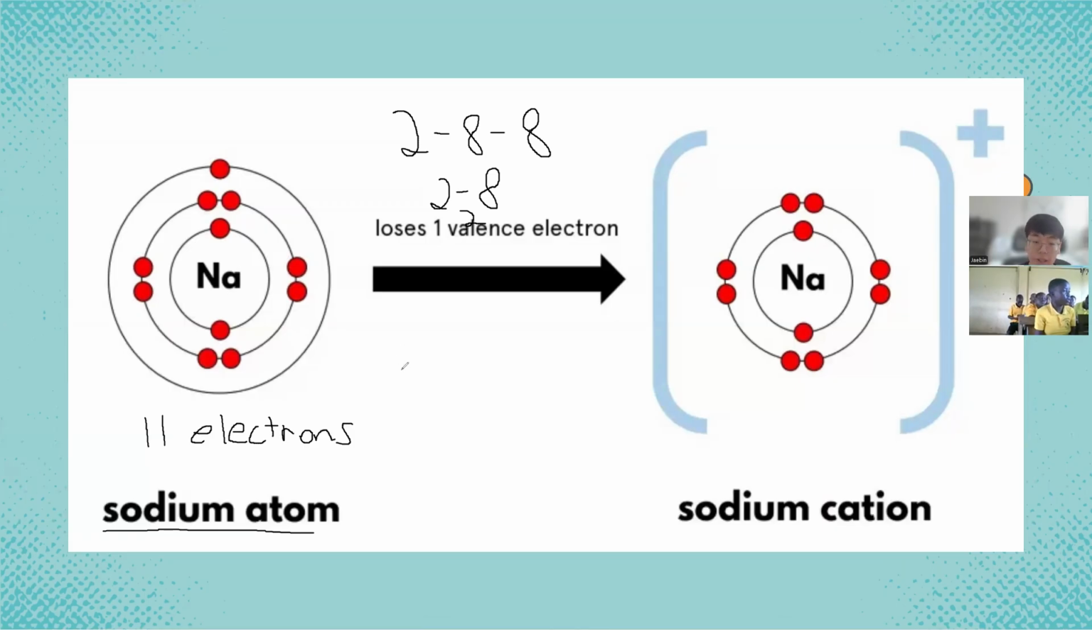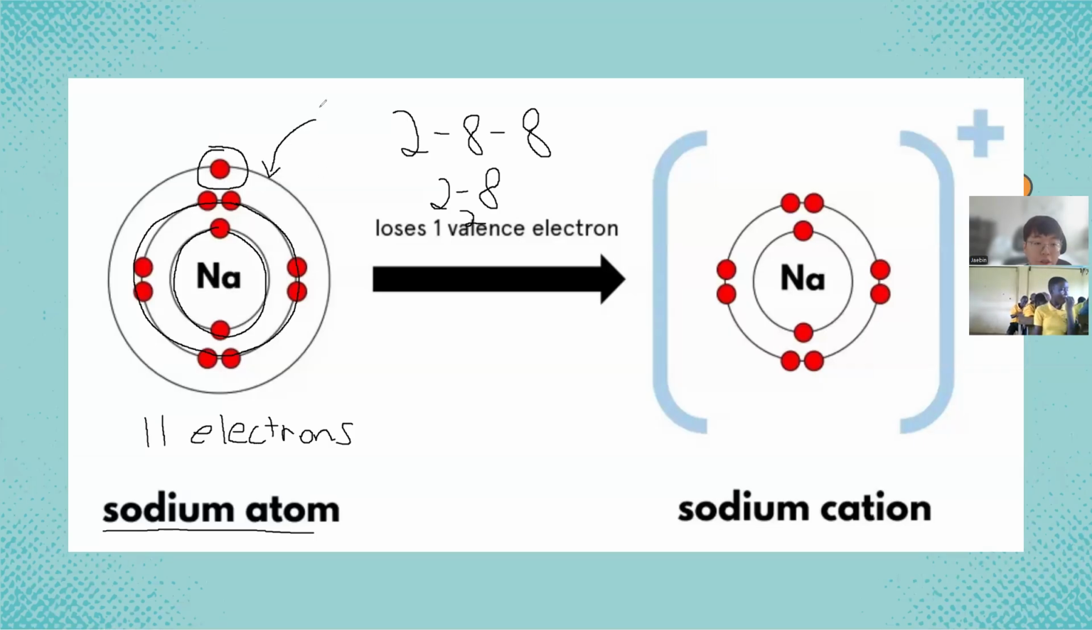Let's fill in the gap with the shells. We can fill in the first shell that has two. We can fill in the second shell that has eight electrons orbiting. So we used 2 plus 8, which is 10 electrons, but we have an extra electron here on the valence shell.